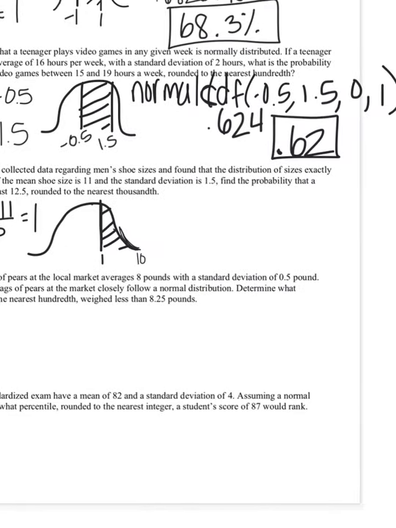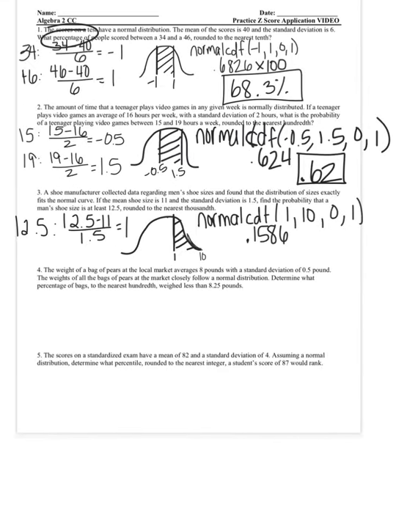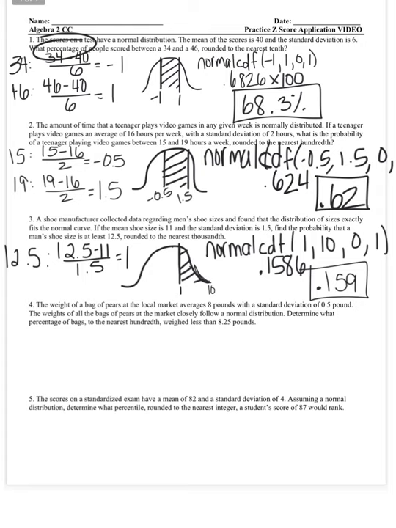So we have normal CDF. You're going to go right in the calculator again. Normal CDF. We have 1 is the lower, 10 is the upper, 0 is the mean, 1 is the standard deviation. That gives us 0.1586, and so on. This says to find the probability, so we do not multiply by 100, and we are rounding to the nearest thousandth. So if we round this number to the nearest thousandth, we get 0.159 as our final answer for number 3.